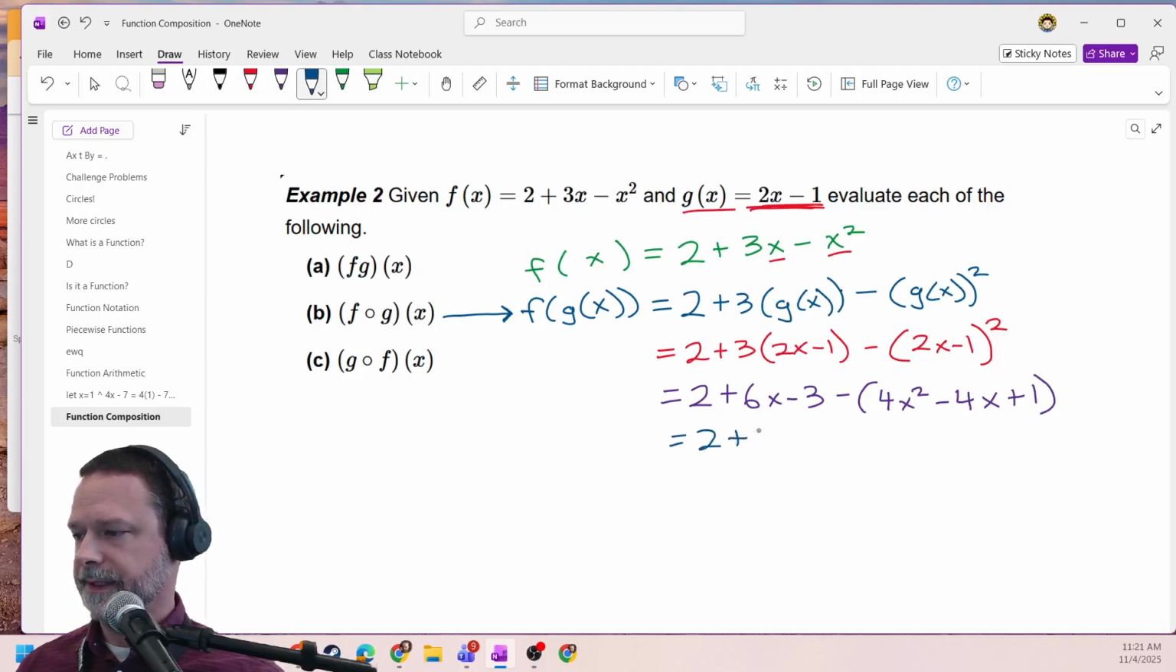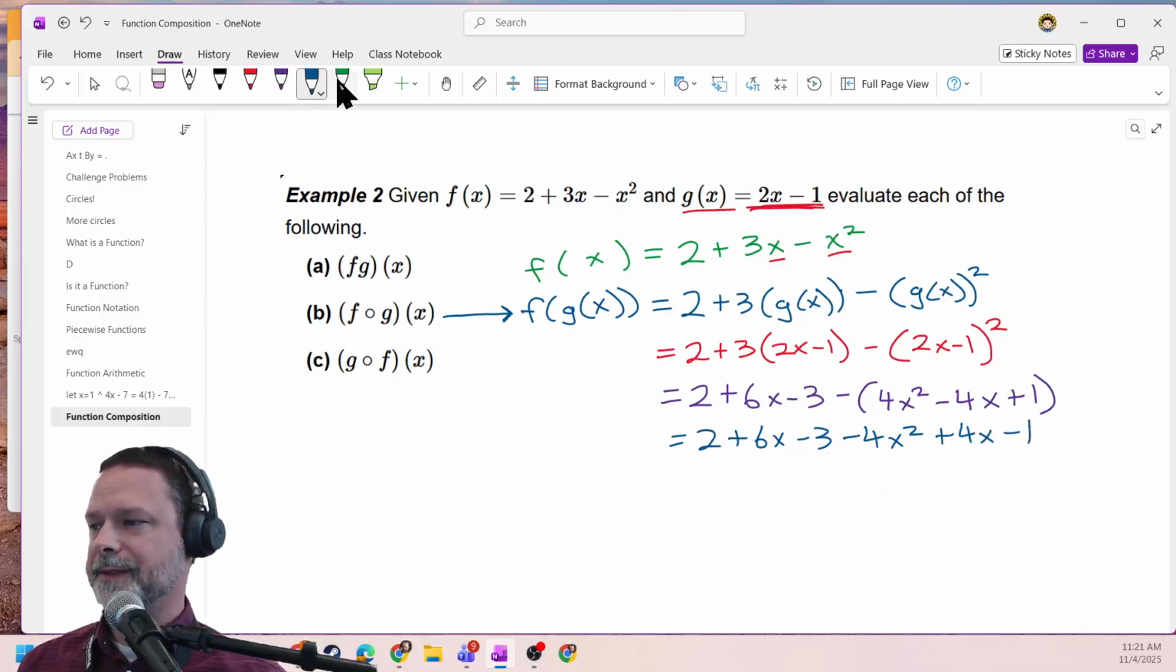And then distribute the negative. So 2 plus 6x minus 3 minus 4x squared plus 4x minus 1. And now we can combine like terms and finally get to our answer.